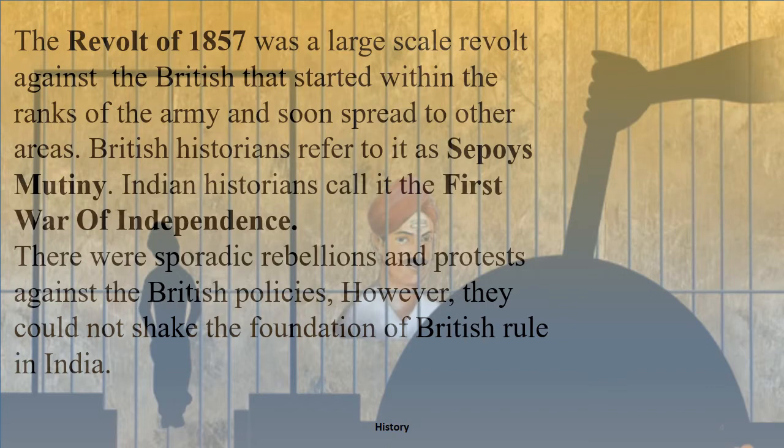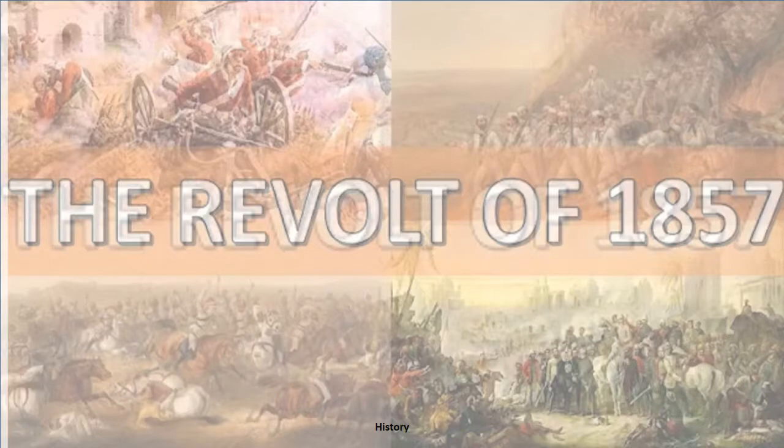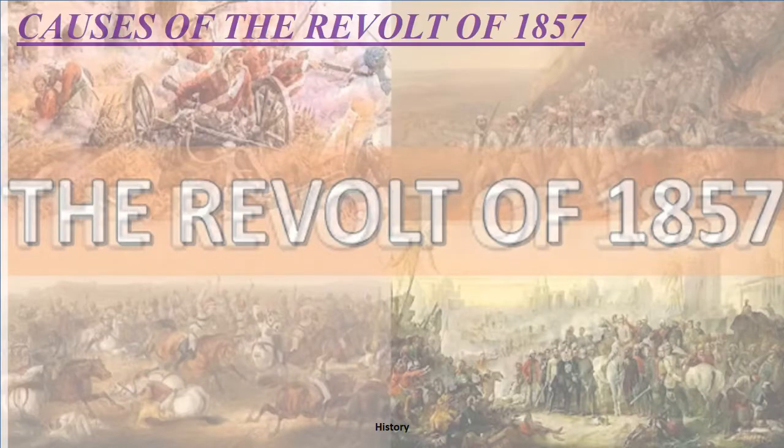British historians refer to it as the Sepoy Mutiny. Indian historians call it the First War of Independence. There were sporadic rebellions and protests against the British policies. However, they could not shake the foundation of British rule in India. The revolt of 1857 was the culmination of popular discontent against several British policies.